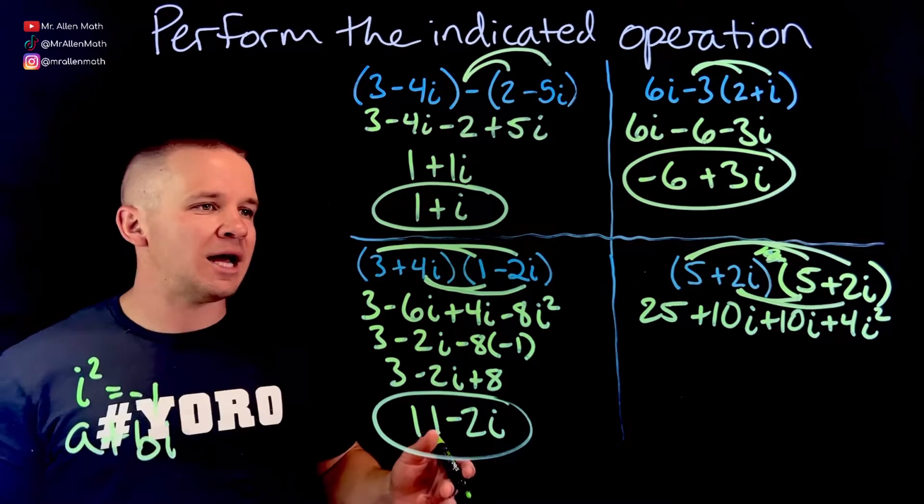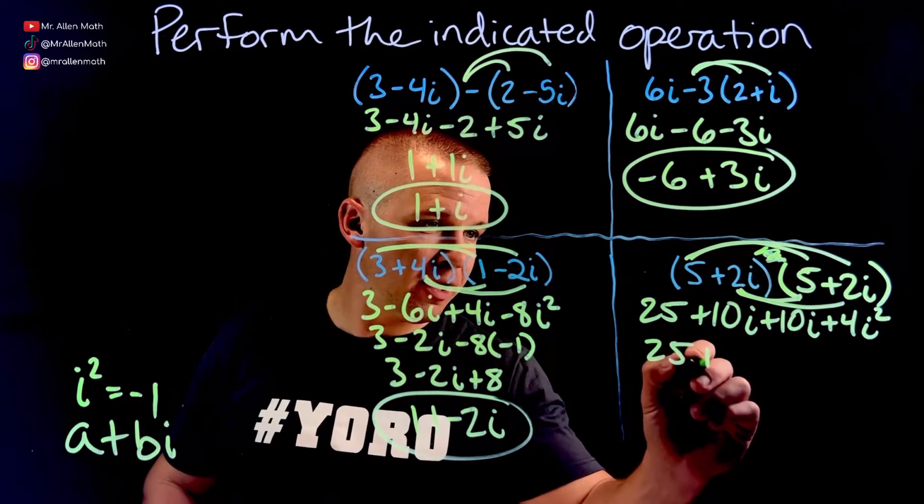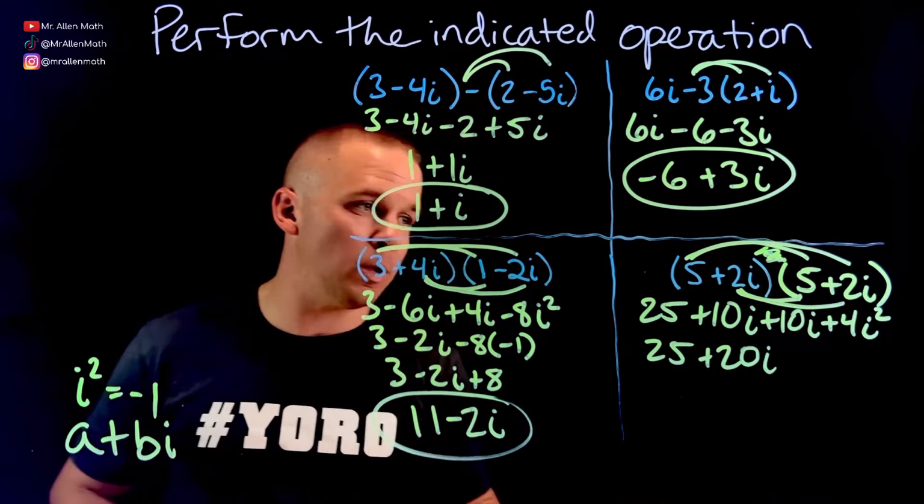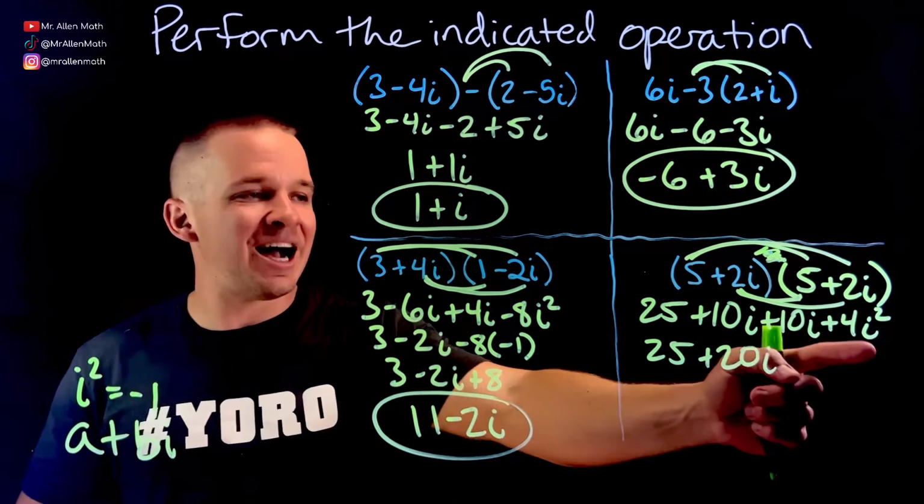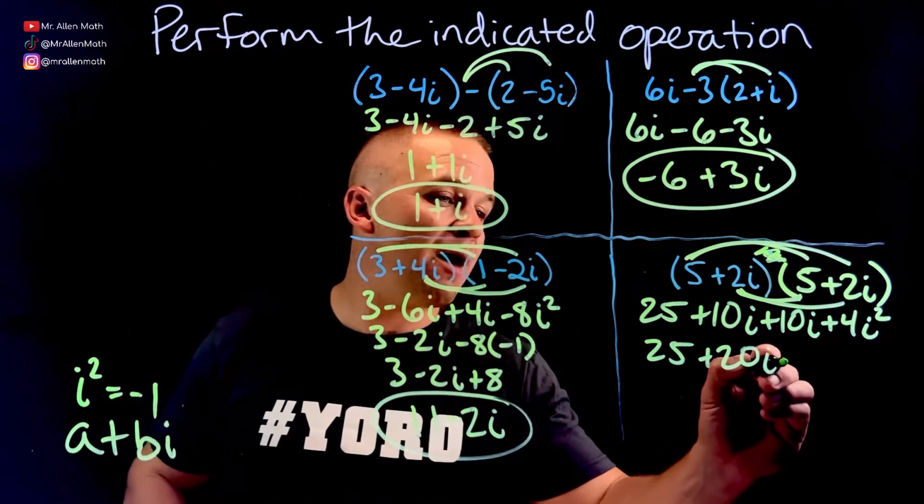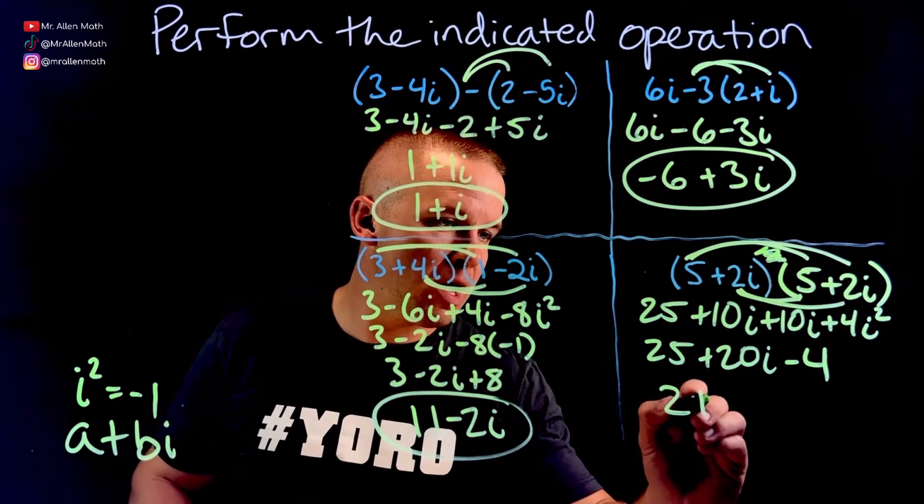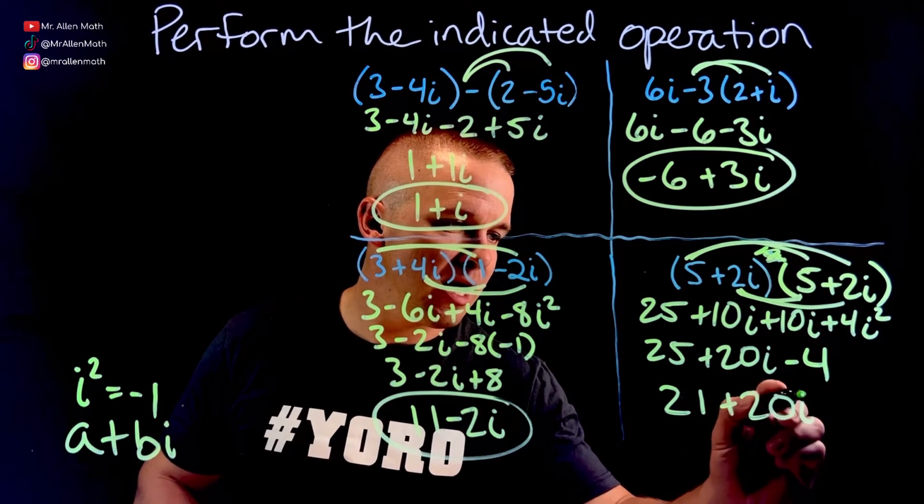Bippity boppity. Nice. So let's continue on, right? We got 25. We got plus 20i. 10 plus 10 is 20. And, oh wait, i squared is -1. We can kind of deal with it like we did here or save a step. I'm going to make this -4 now. And lastly, we got ourselves 21 plus 20i.